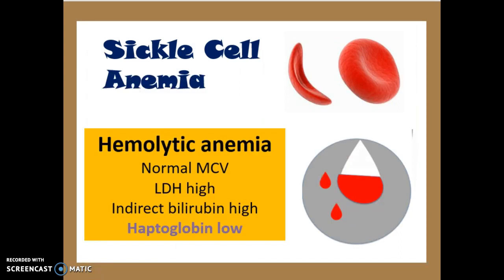Now, for sickle cell anemia, the hemolytic anemia is going to have certain prerequisites. The MCV levels, which are the mean corpuscular volumes, are going to be normal. The LDH levels are going to be high, and for those who don't know, LDH is lactate dehydrogenase. The indirect bilirubin is going to be high, and the haptoglobin levels are going to be low. Those are the criteria that all need to be met.